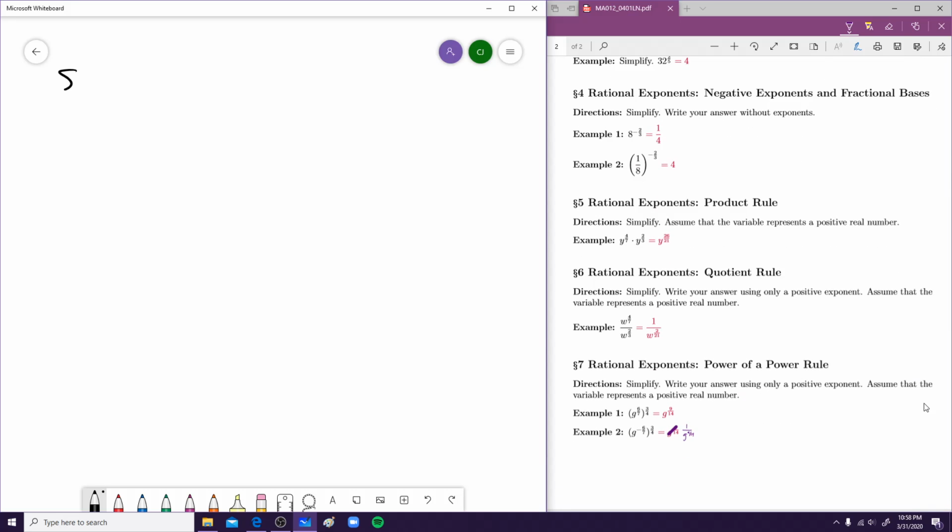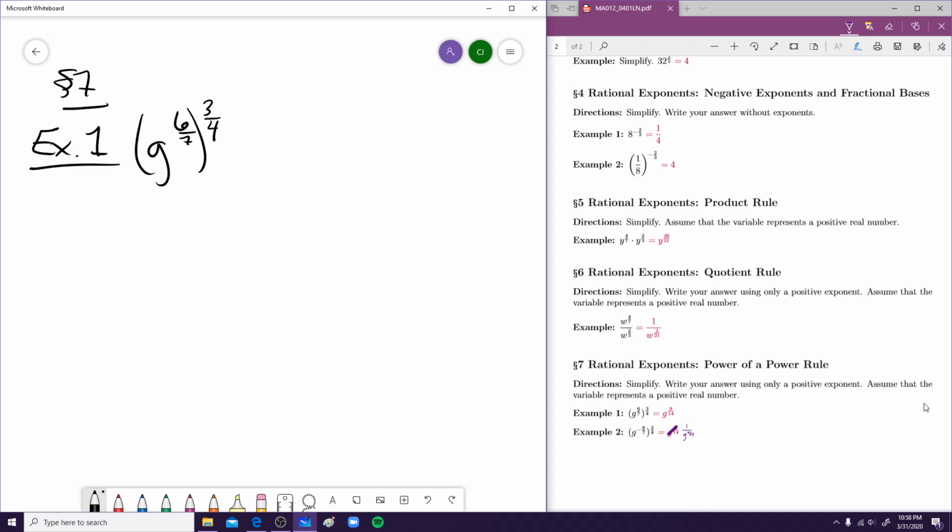So let's start with an example. Example 1, we want to simplify g to the 6/7 to the 3/4. So keep in mind we want to use only positive exponents. So if it comes out negative, we have to apply the negative exponent rule.